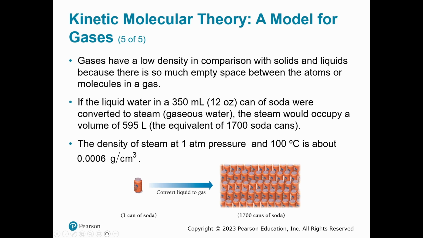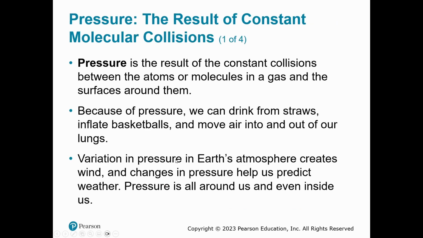The book uses this example to show how much of a difference there is in the density of liquid water and gaseous water. So it's almost 1,000 times, 2,000 times difference in the volume. The density of regular water at room temperature is about 1 gram per centimeter cubed. At its boiling point after it's vaporized, we have 0.0006 grams per centimeter cubed. Very large difference. Gases are very, very disparate in their spacing.